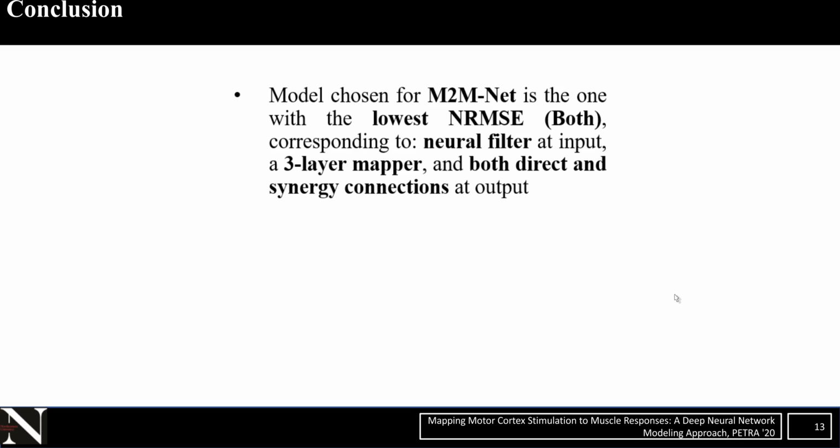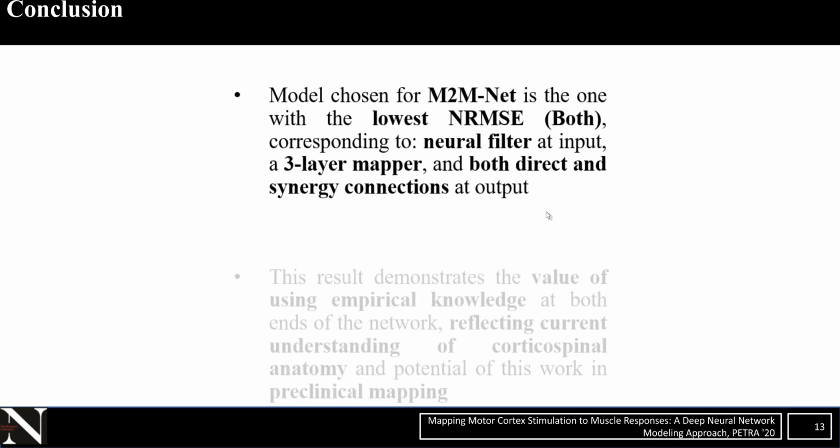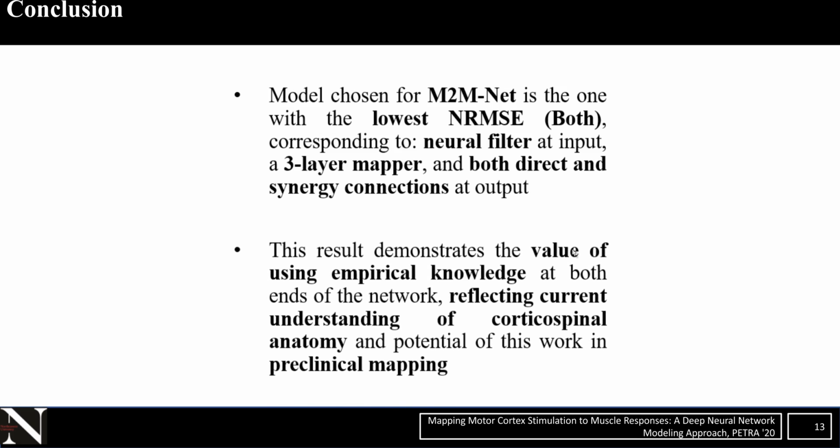And in conclusion, we have again recommended the lowest NRMSE model, which is the both model with the three-layer mapper, neural firing input. And this result demonstrates that it is very useful to use both empirical or experimental knowledge along with theoretical understanding and underpinning of the corticospinal anatomy, and could help in preclinical mapping.